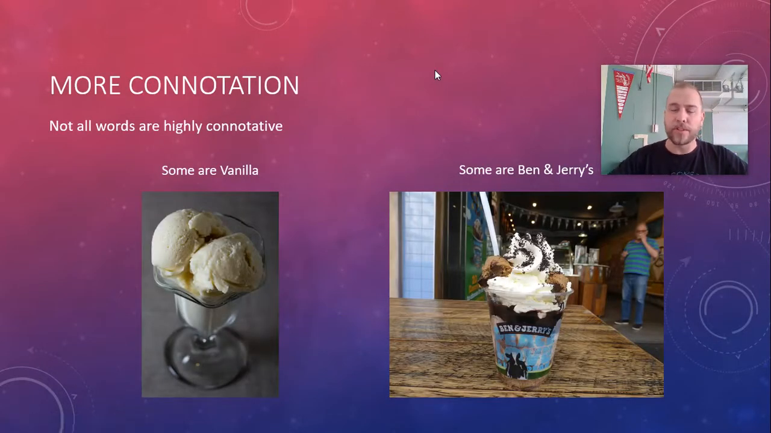And so not all words are highly connotative. Some are vanilla, like vanilla ice cream, just plain, straightforward. There's not a lot in them. And then some words are like Ben and Jerry's, where you have 100 different flavors into that ice cream, and a lot is packed into the words.